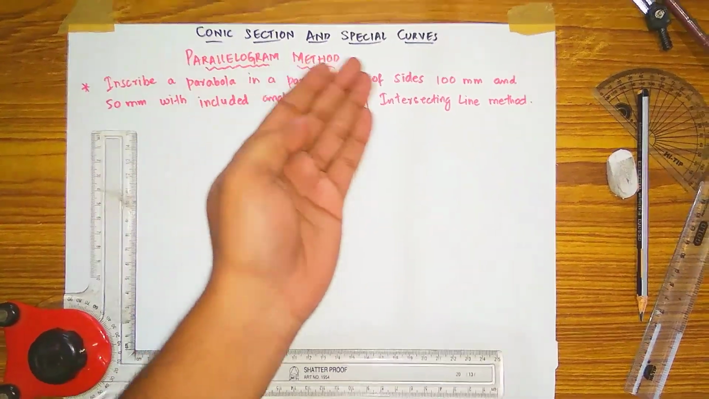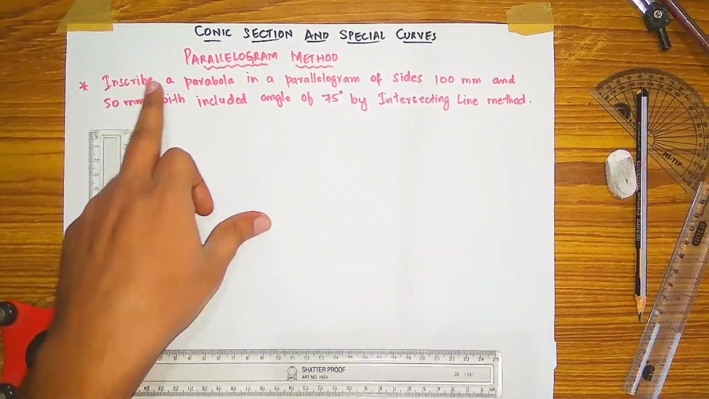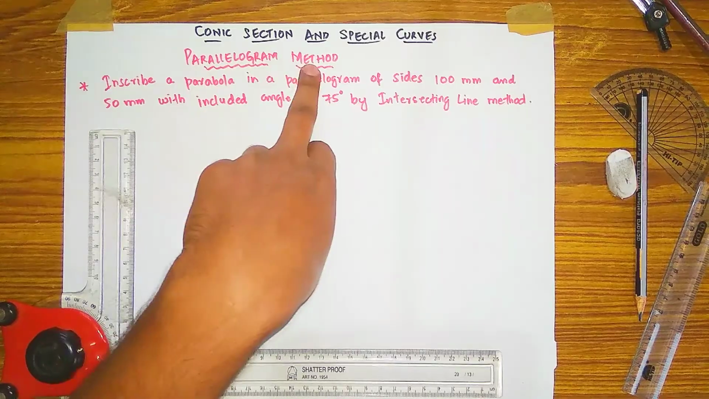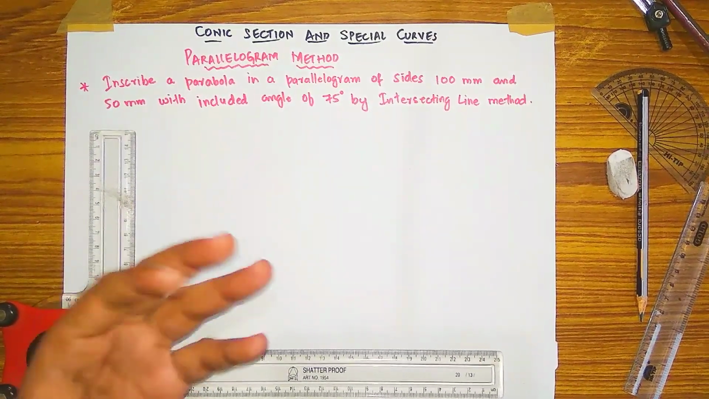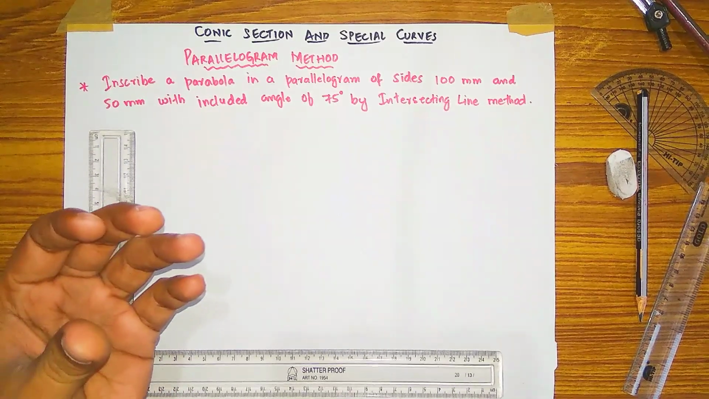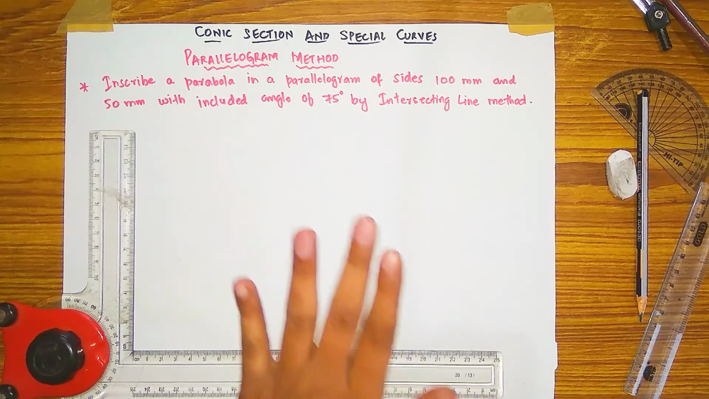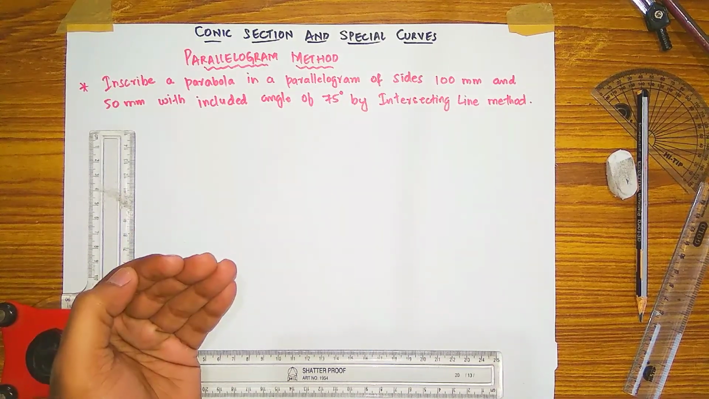Today I am explaining the chapter on coding section and special curves. In that, the parallelogram method means you have to draw a parabola by the parallelogram method. I am showing you how to draw it with my basic skills, so please also try by yourself. For those doing diploma, ITI or engineering, this problem is worth 10 to 15 marks.